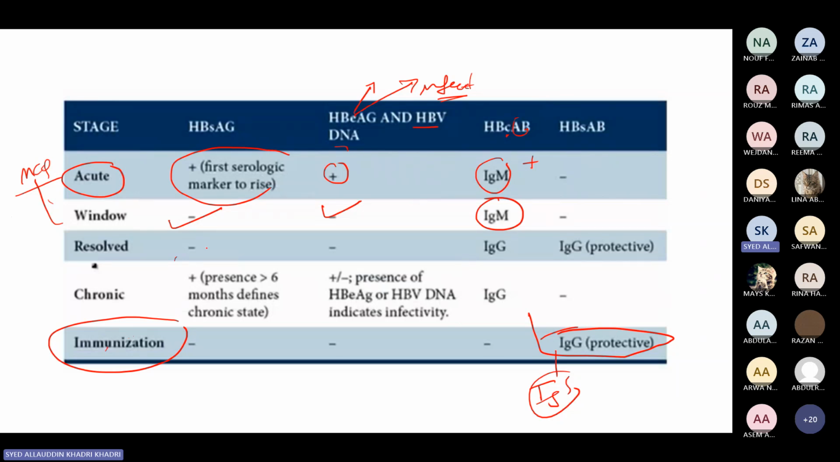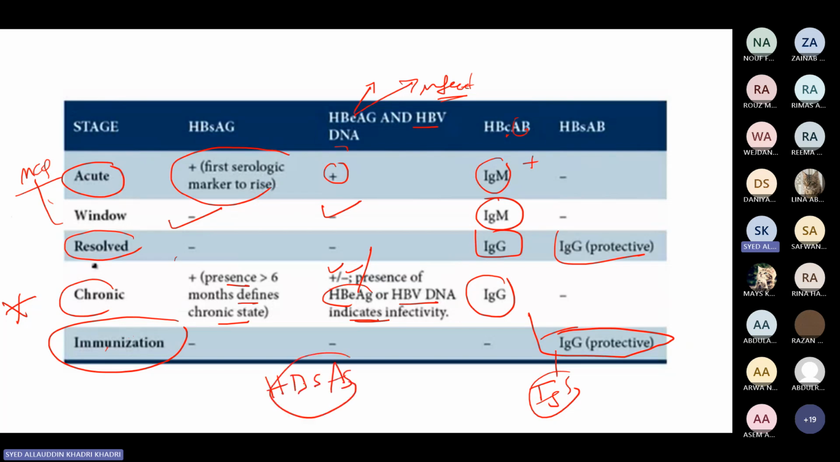Then we have this resolved one, totally resolved. We have this IgG protective like this one. But here was our case yesterday. More than 6 months defines the chronic state. So HBeAg can be present or absent, but the presence of HBeAg or HBV DNA indicates infectivity. Now, IgG to the core antigen is usually present. But the problem in our case, Ibrahim, is they did not give us the HBsAg. But we made out that this is a chronic case. Usually it becomes positive.